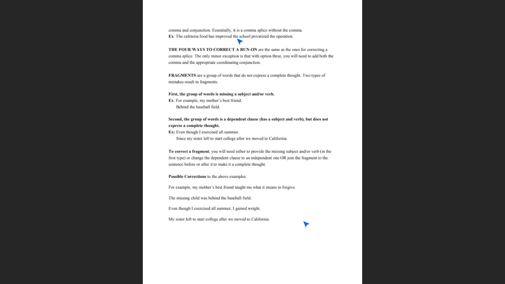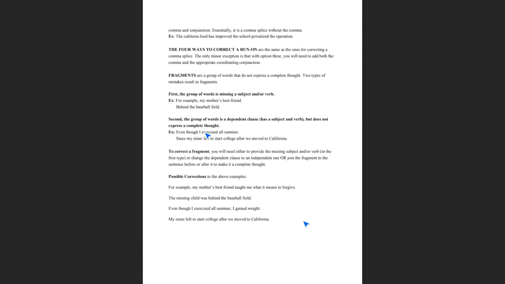A fragment is a group of words that do not express a complete thought. Fragments can exist in 2 types of ways. Sometimes it's a fragment because the group of words is missing a subject and or verb. For instance, if you have, for example, my mother's best friend, there's no verb there, so that is not a complete sentence. Or behind the baseball field, once again, there's no verb there. It's not a complete sentence.